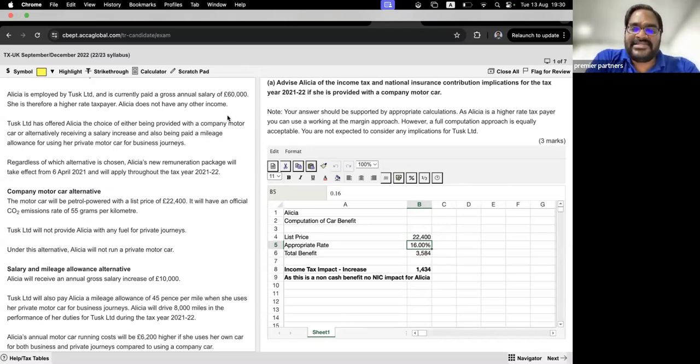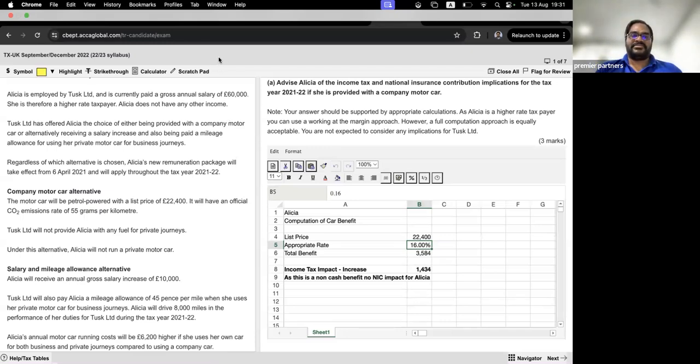What is based on mileage, Razi? Sorry, I didn't follow your question. No. Car benefit will be calculated based on mileage only if we are talking about the mileage allowance, where she uses her own car. But here she is provided with a company car in the first option. So if a company car is given, we go by the CO2 emission. Or if it is an electric car, we go by the electric mileage. Are we good?